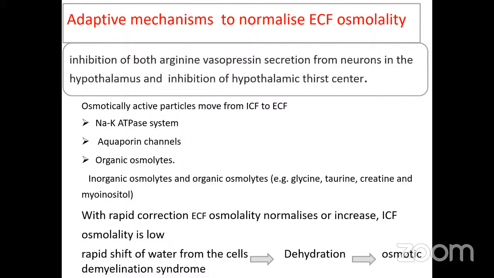Without understanding this, if we rapidly correct the ECF osmolality, what will happen is the ECF osmolality immediately goes up. Now the ICF osmolality is still low. So the ICF osmolality, to normalize, will send water from the cells to the ECF. The cells get dehydrated, so there will be shrinking of vessels, which can produce hemorrhage and also result in what is called an osmotic demyelination syndrome.